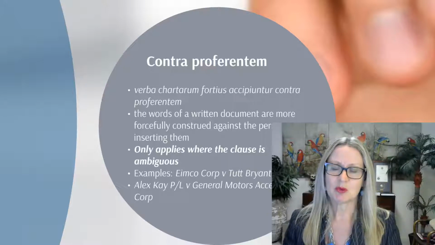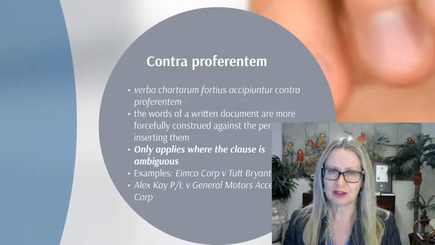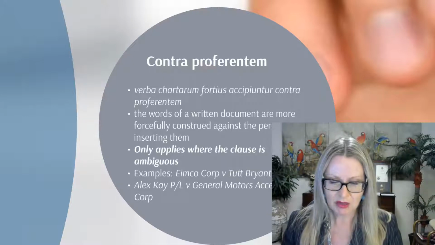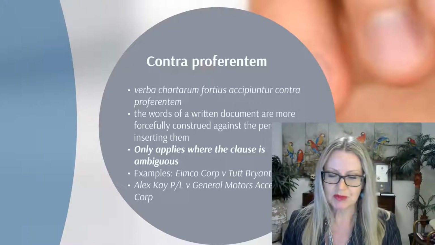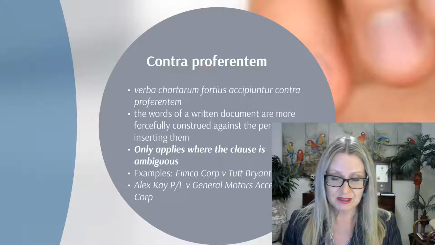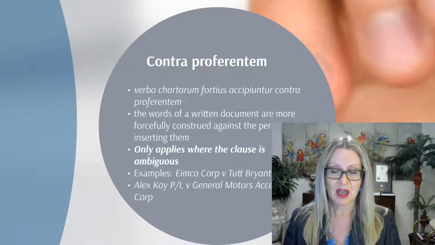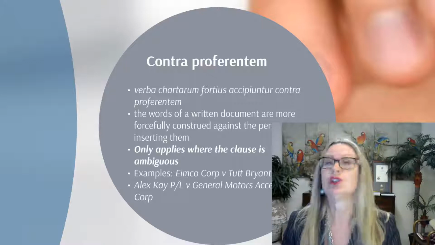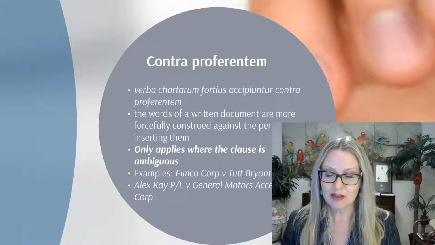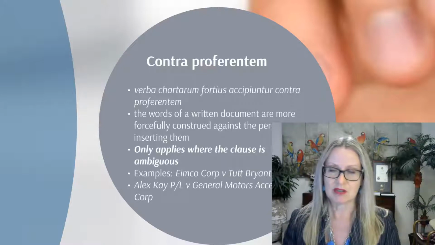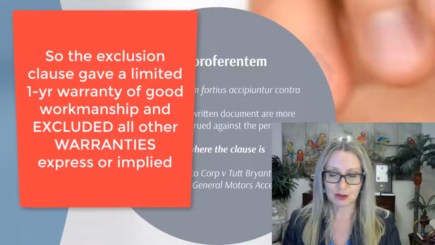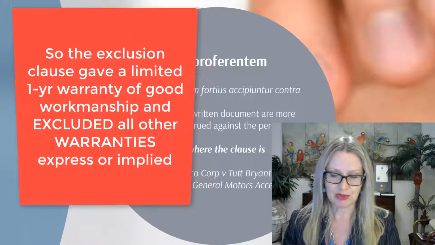and what had happened was there was a warranty in the sale agreement that said that the goods would be free from defects for a year, and that the vendor's obligations under the warranty were limited to replacement of defective parts, and the warranty was expressly in lieu of all other warranties express or implied. So the seller of these defective tractors was purporting to exclude all other warranties express or implied.